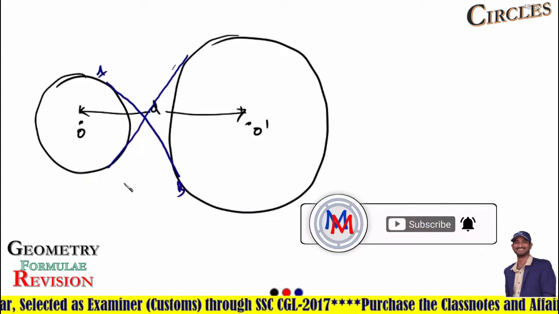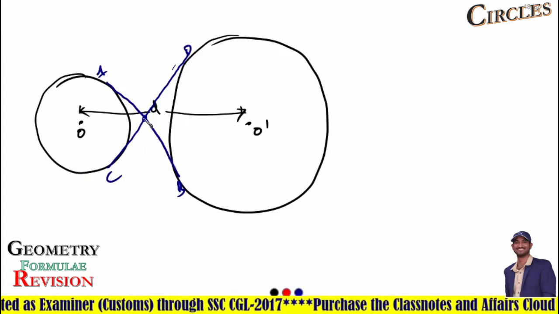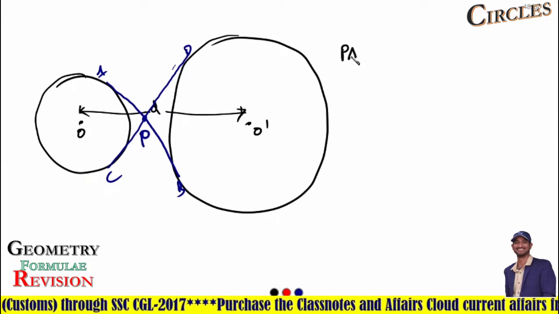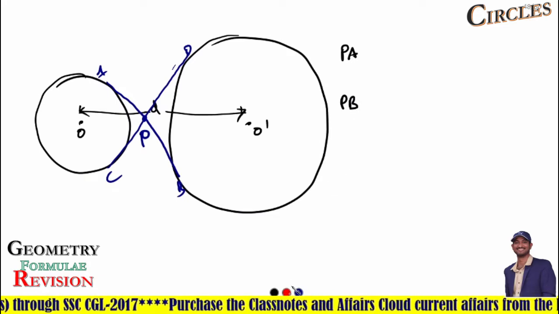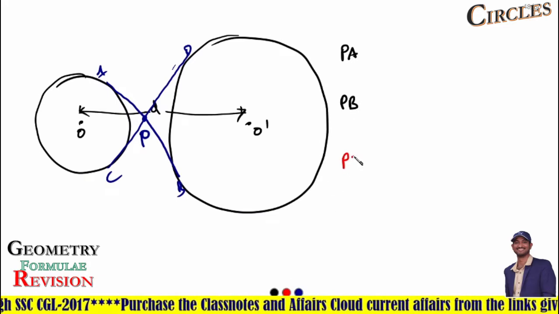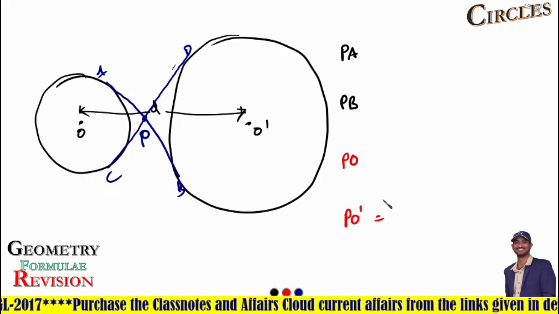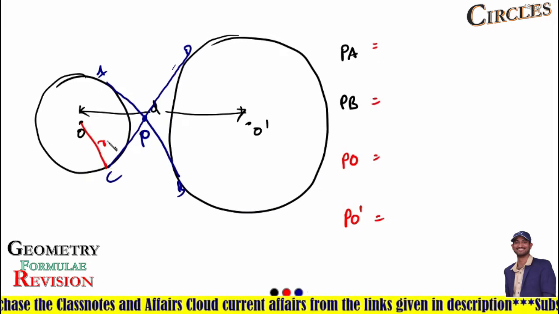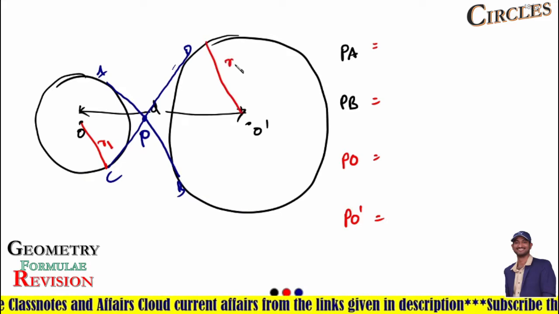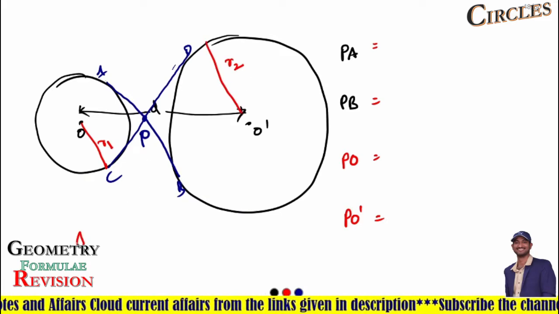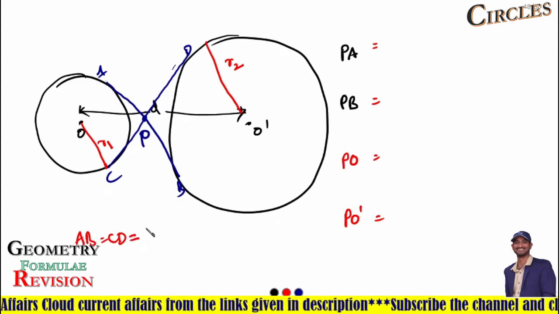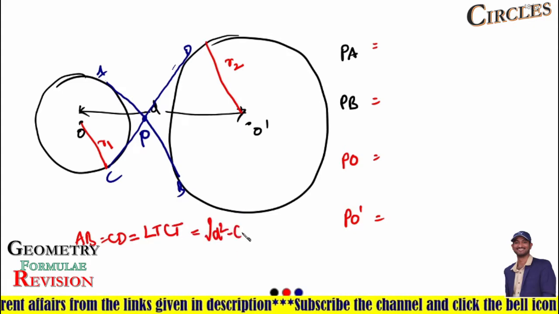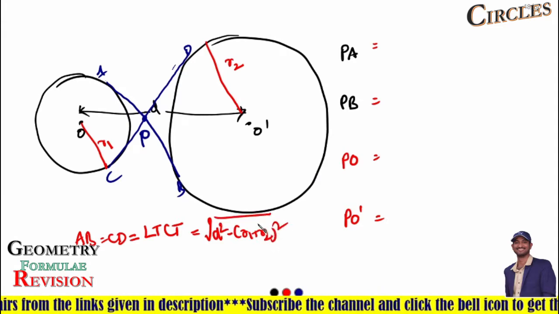Suppose AB and CD intersect at some point P. Now, PA, PB, PC, PO and PO dash. These formulas are important. R1 is the radius of one circle and R2 is the radius of the second circle, and AB or CD we call the length of the transverse common tangent, which is equal to the square root of D square minus (R1 plus R2) whole square.